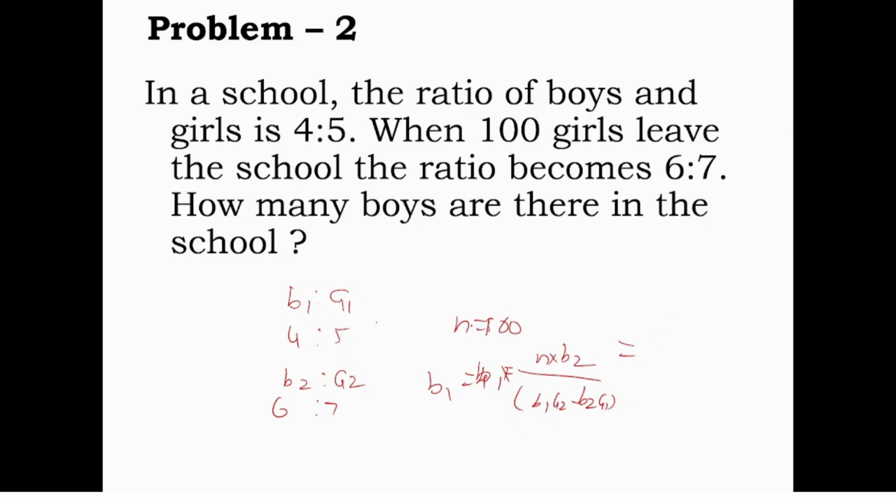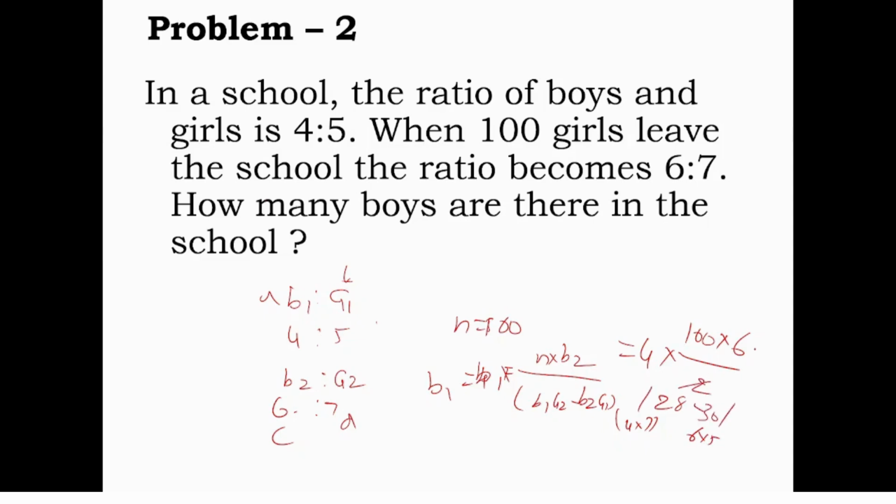So b1 is 4 into n 100 by 100, into b2 is 6 by 100. So this ABCD you can consider AD minus BC. 4 sevens are 28 and 6 fives are 30. So the positive difference between these two is 2.